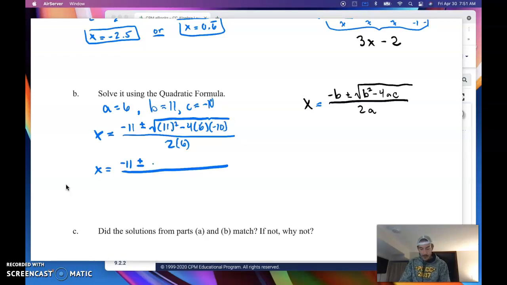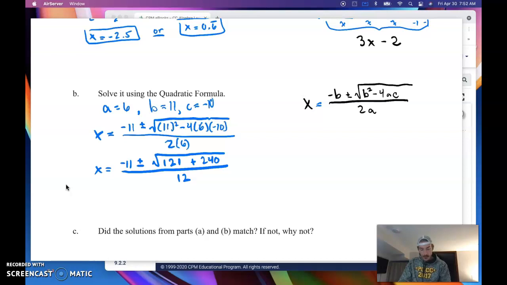So I'm going to leave the radical in place for a minute, and I'm going to do all that work. Okay, 11 squared is 121. 4 times 6 is 24, times negative 10 is 240. So this is 11 squared, 121, and then it's plus, because it's subtraction of a negative, 240. And then that's all divided by 2 times 6, which is 12.